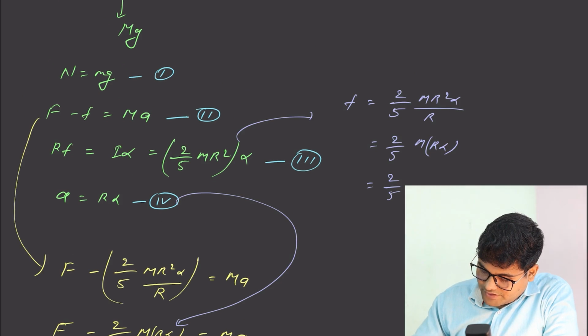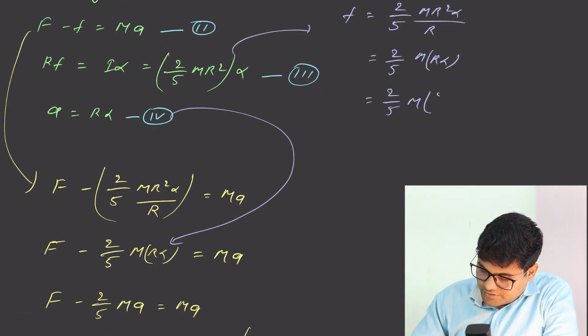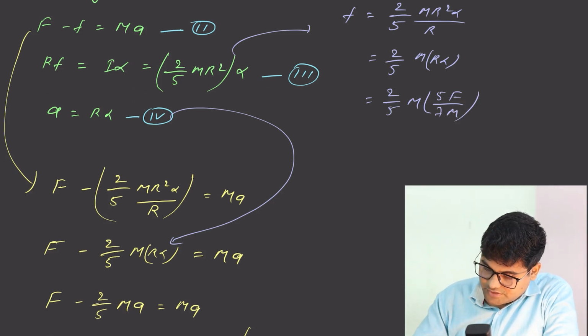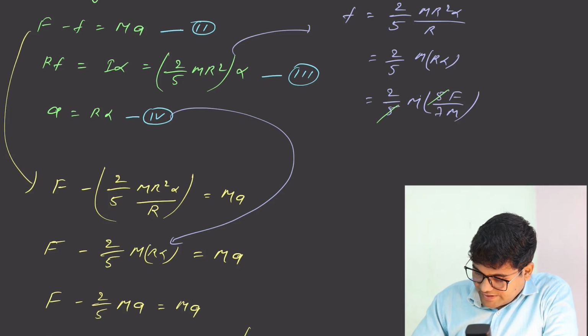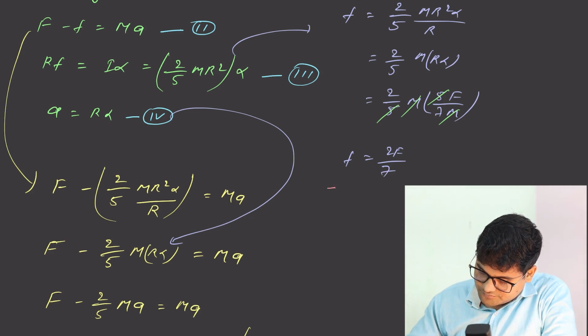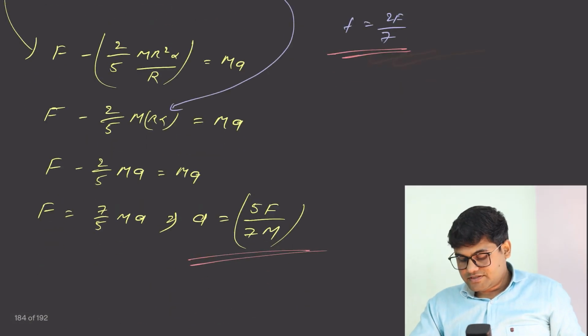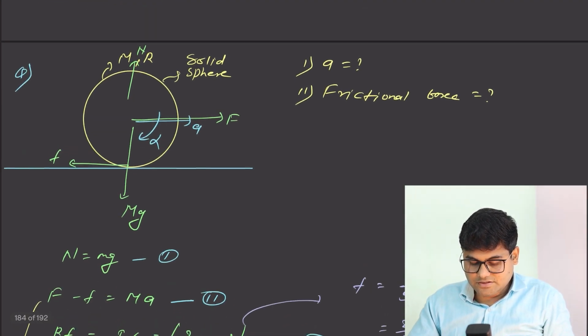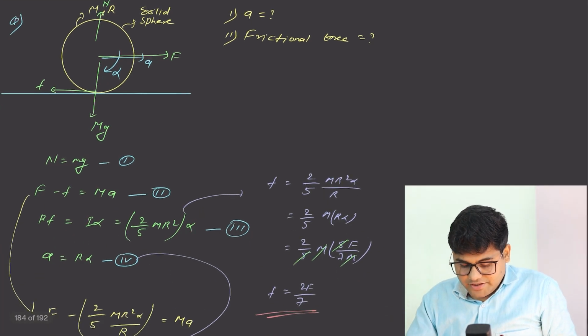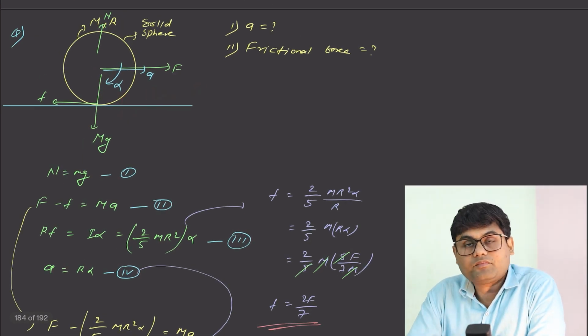So this will be 2 by 5 m times 5F by 7m. The 5 will cancel, m will cancel, and it will be 2F by 7. So the frictional force will be equal to 2 capital F by 7. This is the second answer. So this is the frictional force and this is the acceleration in the pure rolling case. This is the way we solve problems related to this. Okay, thank you.